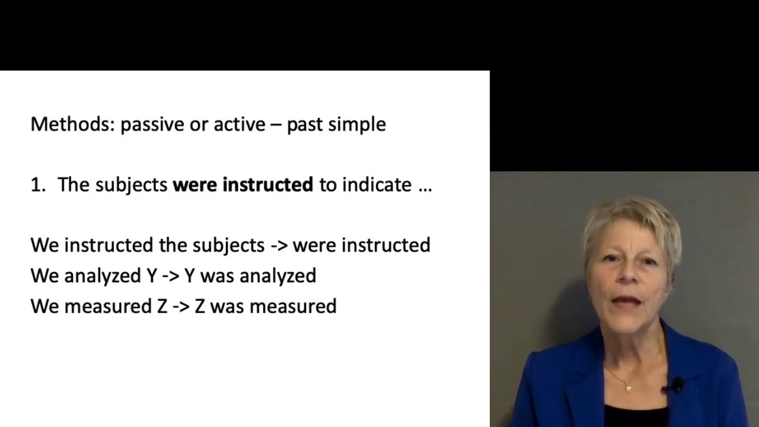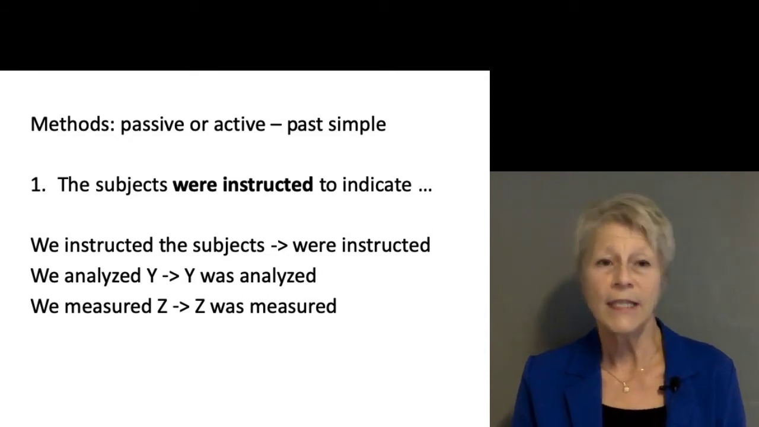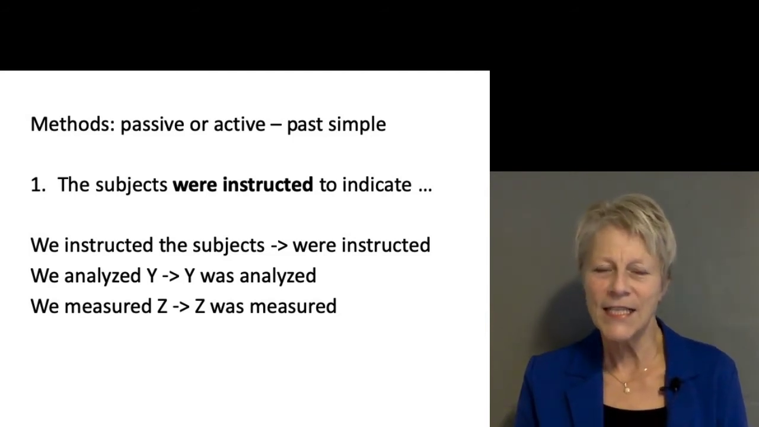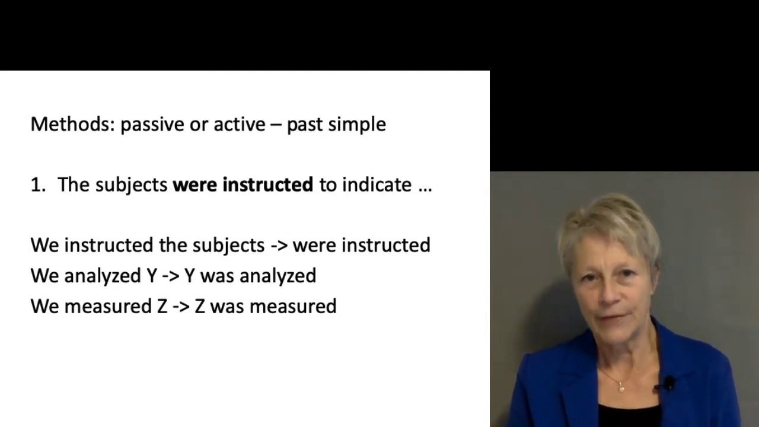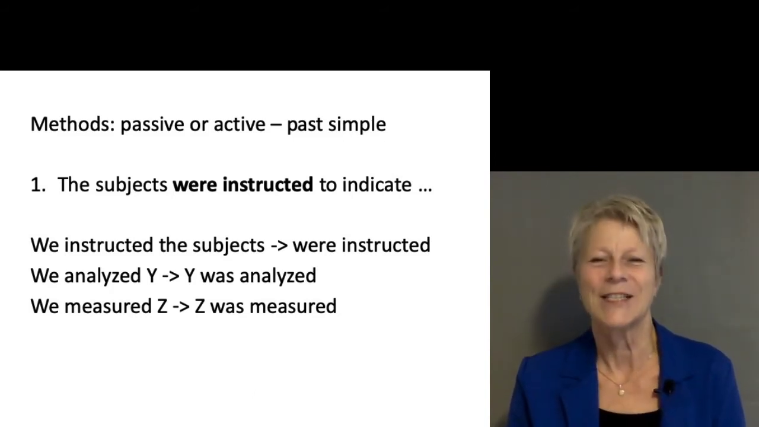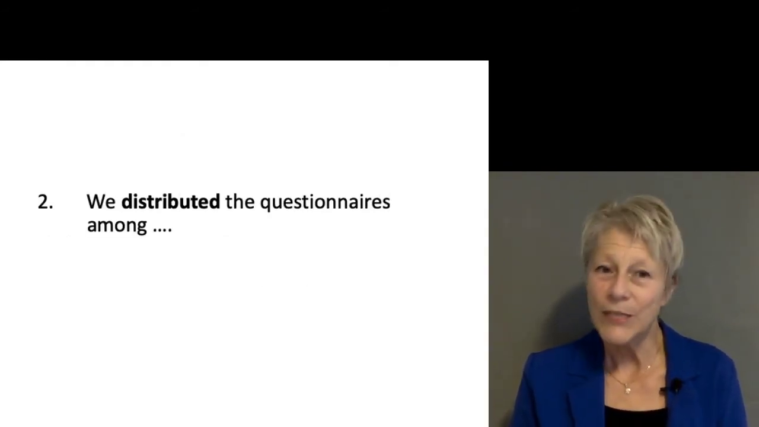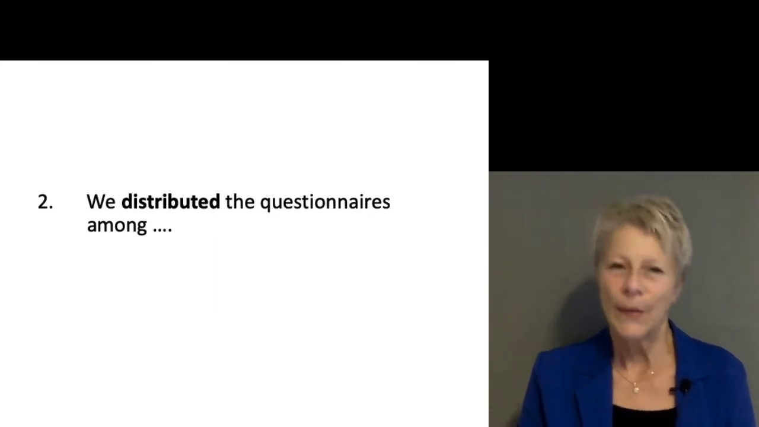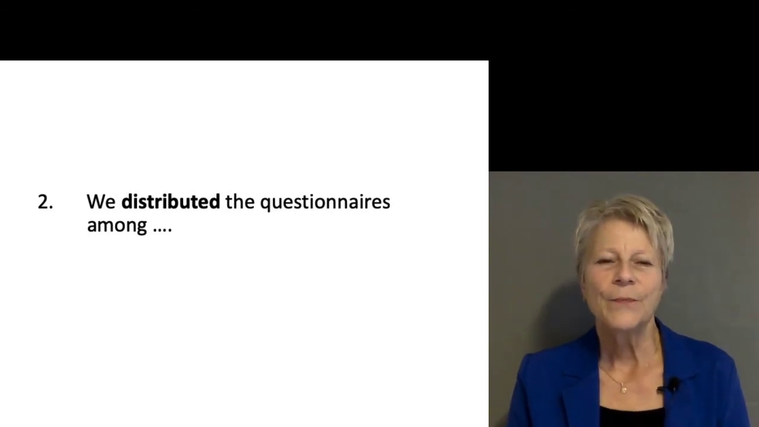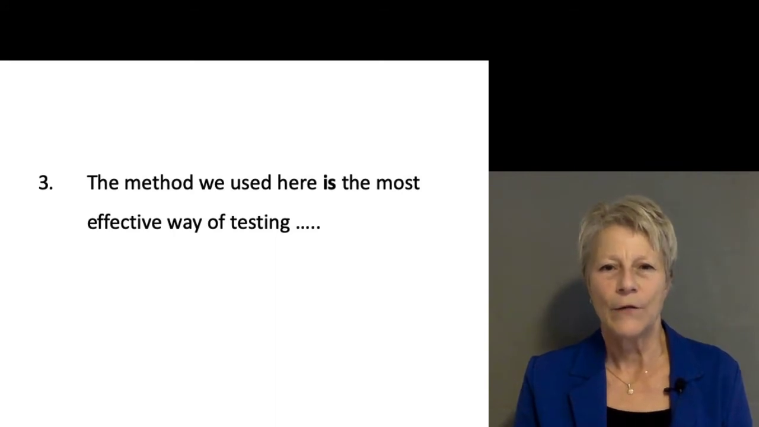The same rule, by the way, is active in the results sections. A increased, B decreased, C grew, D shrank, all past simple tenses, and probably also some passive past simple tenses. Just like in the second sentence here: we distributed the questionnaires among... past simple, active voice. Third, the method we used here is the most effective way of testing.